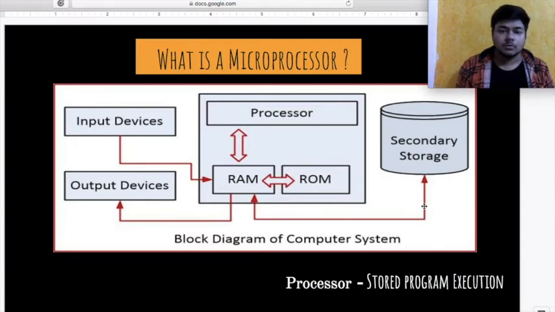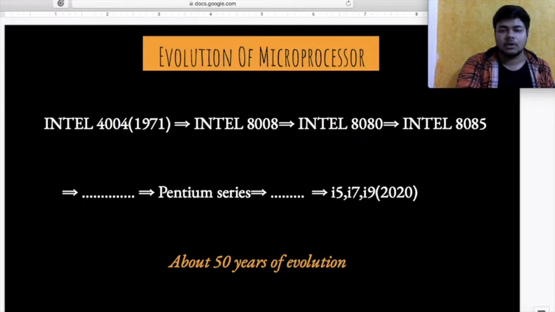Now we will move to our third part, which is the processor. It is the central processing unit of the computer system. All the arithmetic and logic operations happen over here. So this is like the heart of the computer system. Some may say it is like the brain of the computer system. So now let us move on.